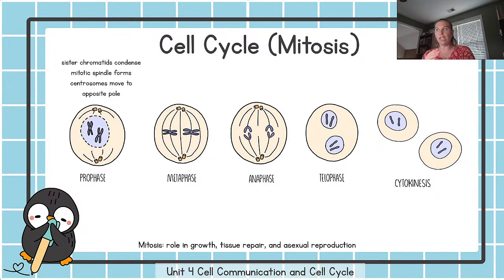Our mitotic spindle is going to form, and those centrosomes that I mentioned that are holding our microtubules are going to move to opposite poles. So you can see right here, these are our centrosomes. They've moved to opposite sides. You can also see that our nuclear envelope is disintegrating. It's going away. I need to be able to pull those chromosomes to opposite sides. And you can see the microtubules are starting to come out, but they haven't really connected anything. Okay. So then we go into metaphase.